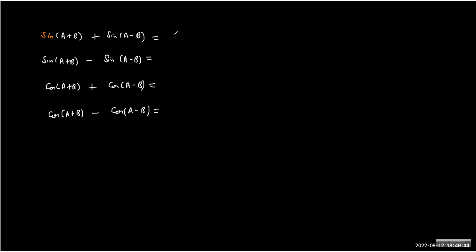So who will tell me the first answer? I got it. Sir, 2 sine A cos B. Very good. I think this person remembered every formula. I'm very proud of you, but do try to derive it also. Okay. What is the second part? Who will tell? 2 cos A sine B.